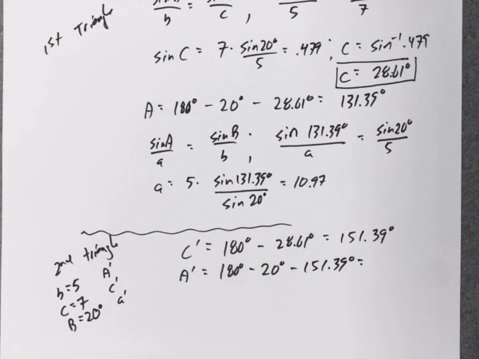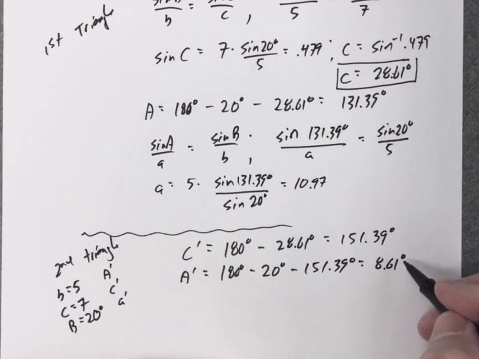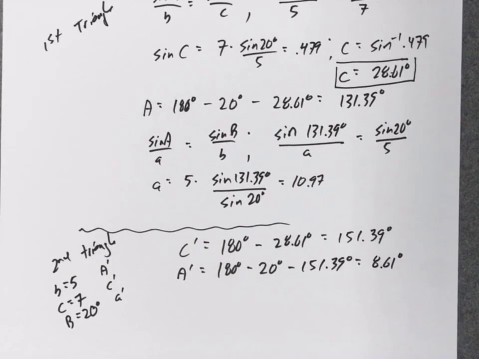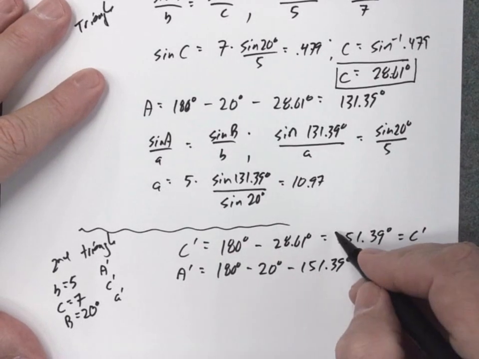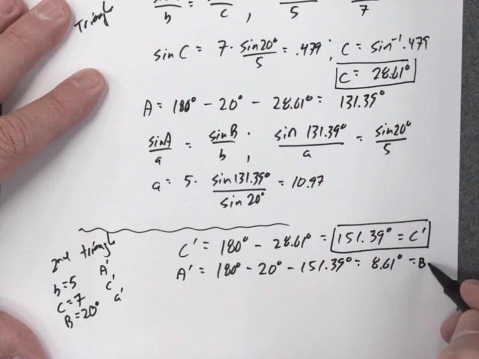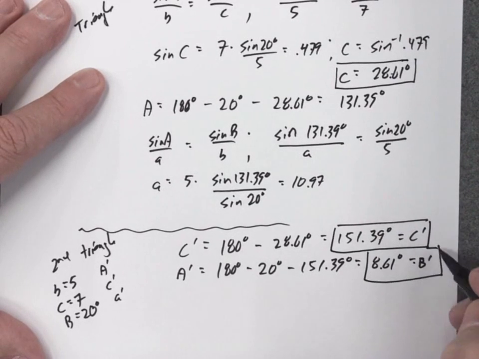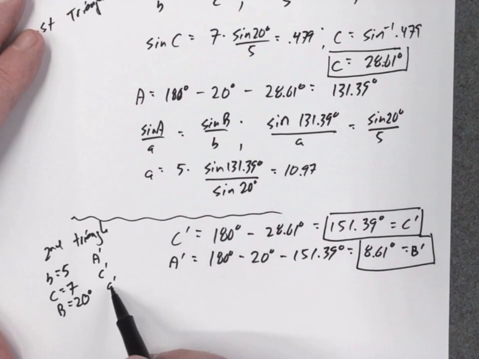Now if this is a positive number, then that means I will in fact have a second triangle. And it turns out it's 8.61 degrees. Therefore, there will be a second triangle. So here's second triangle angle C, second triangle angle B. Last thing I have to figure out is the new side A.